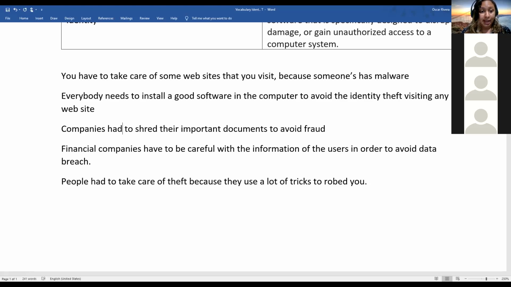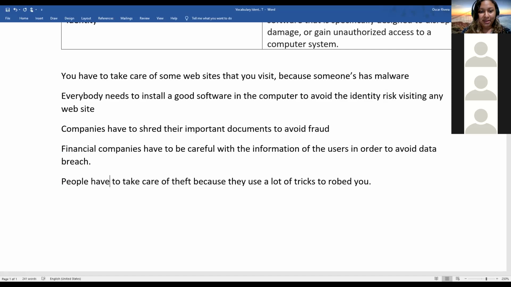People have to take... To be careful. Good. Have to be careful with theft. Because they use a lot of tricks to rob you. To rob. Good. So ED is not necessary over there.